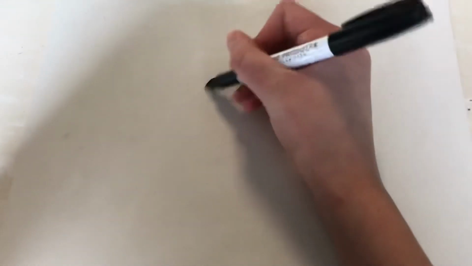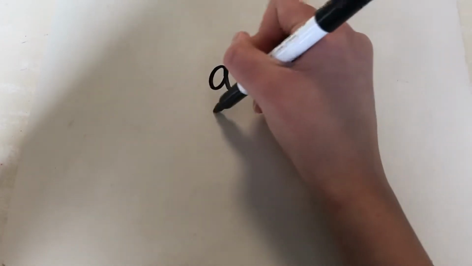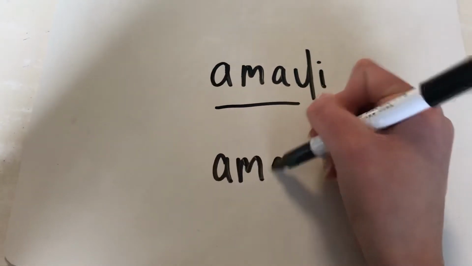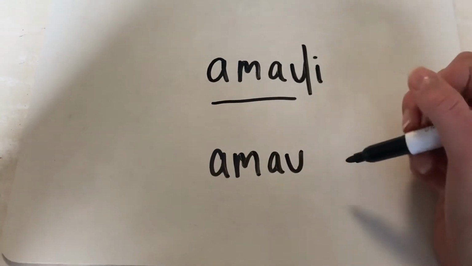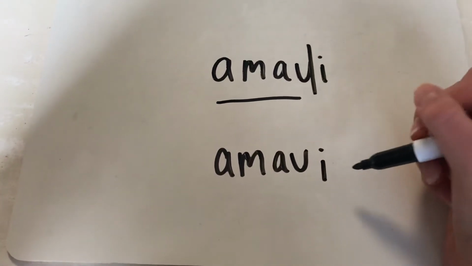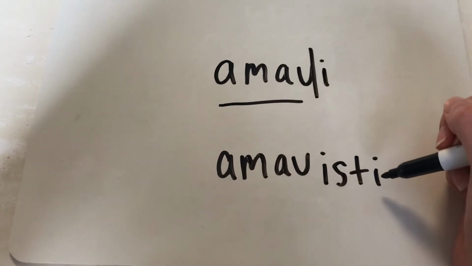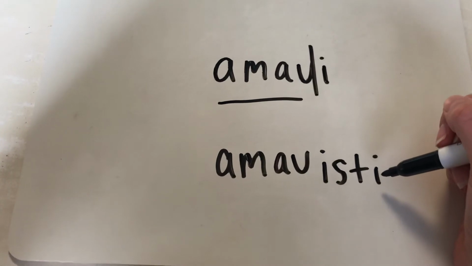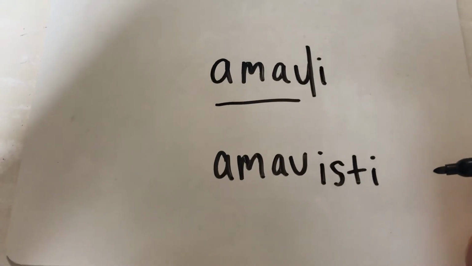Now for perfect system, we are going to use our perfect stem. We're going to take the i off of amavi. We'll be left with amav. It's kind of funny, but remember the v makes a w sound in Latin. Then we can add any of our endings, such as i or isti, and we're going to do the same thing to translate by finding the meaning of the ending, in this case it's you, and the meaning of the verb. Now you might think that this is also you love, but each tense has its own helping verbs.